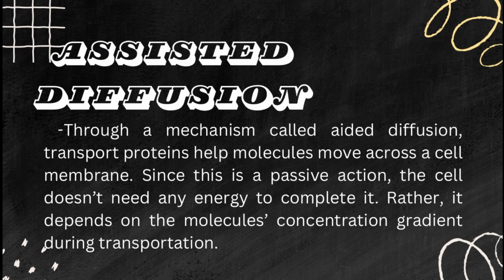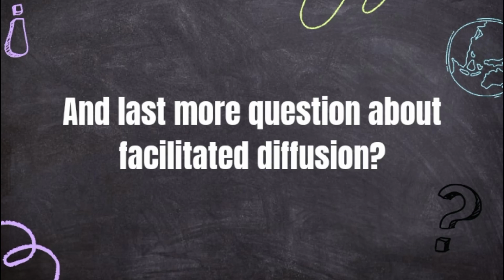Through a mechanism called facilitated diffusion, transport proteins help molecules move across the cell membrane. Since this is a passive action, the cell doesn't need any energy to complete it. Rather, it depends on the molecule's concentration gradient during transportation. And one more question about facilitated diffusion.